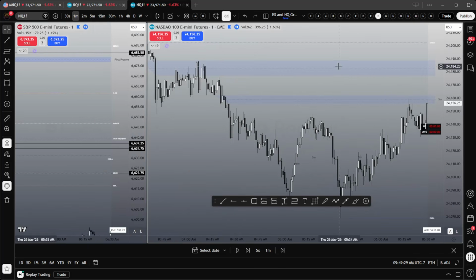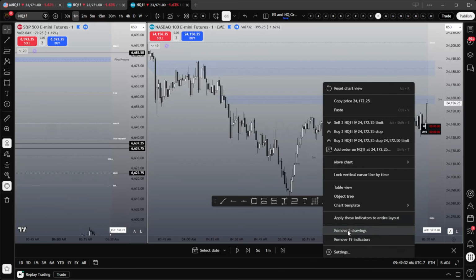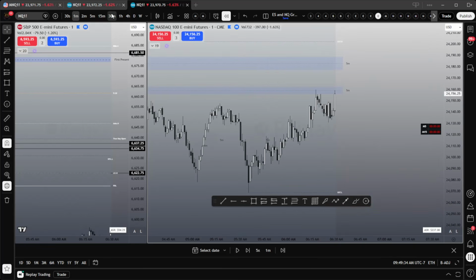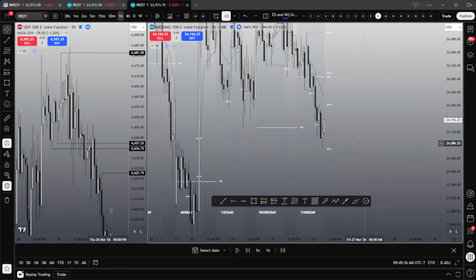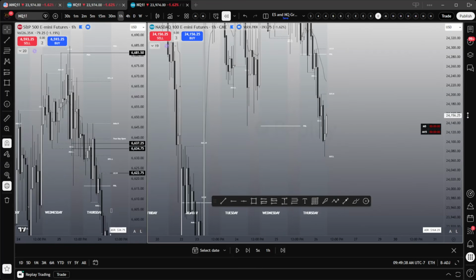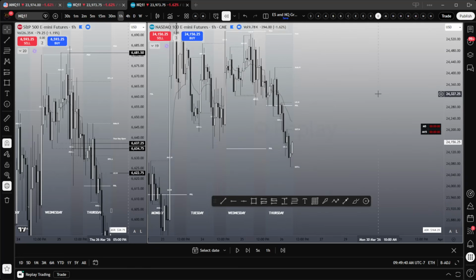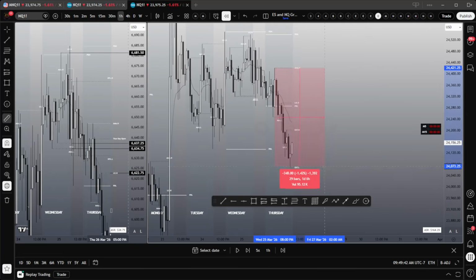Let's just move ES over there. I'm gonna remove my drawings. So let's start off with the hourly time frame. As you can see, we took out major draws on liquidity already. If you mark out Asia high from the pre-market low, we dropped 350 points.